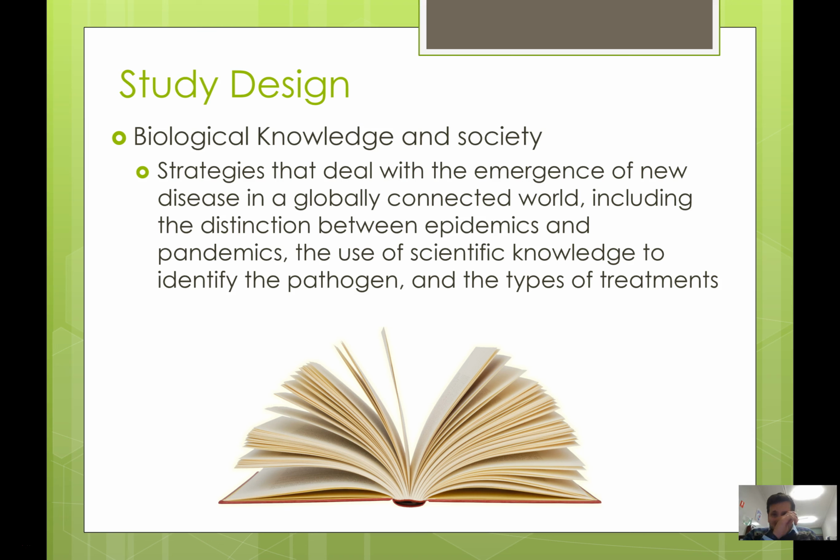So in the study design, we're looking at biological knowledge in society. This area of the study design is all about taking different concepts that you learn throughout Year 12 biology and actually applying them to actual human society. So we're going to talk about different strategies that deal with the emergence of new disease in a globally connected world, including the distinction between epidemics and pandemics, and the use of scientific knowledge to identify the pathogen and different types of treatments for that pathogen.